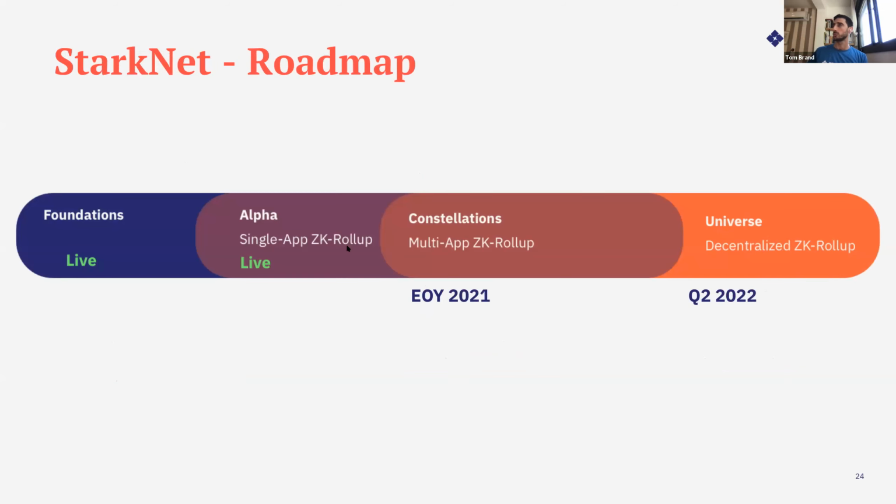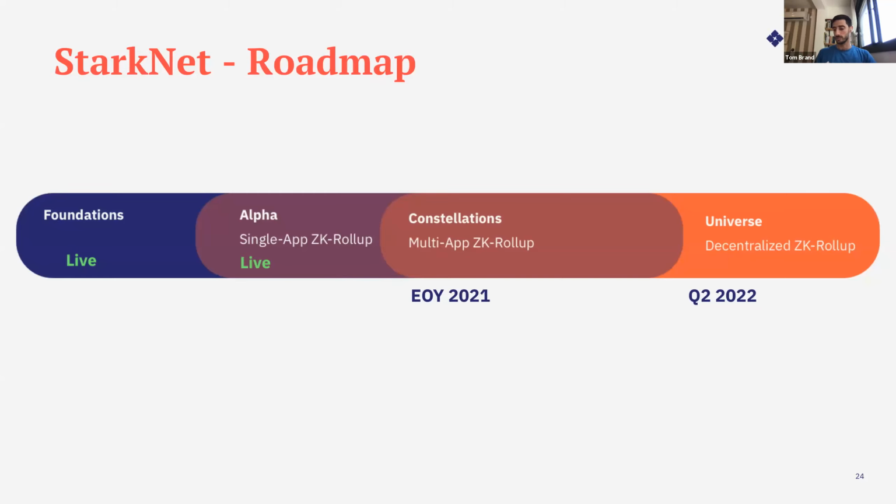So I'm getting towards the end, and this is our roadmap ahead. The foundation is, as I've said, already live. The alpha is already live, and we'll be constantly updating it. And Constellations, which is our name for the first, I would call it beta version, but the version which will be on mainnet and won't be a work in progress, we expect it to be live by the end of this year.